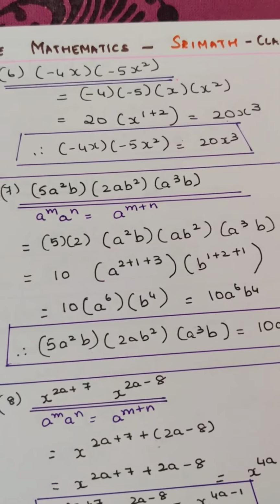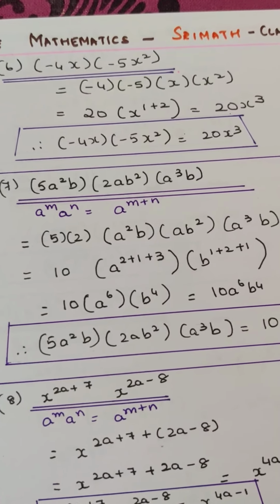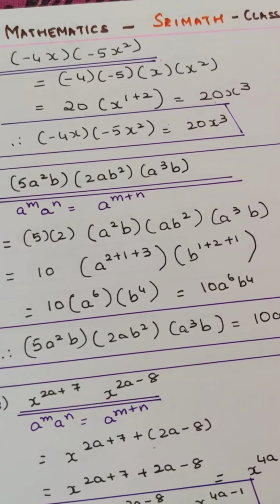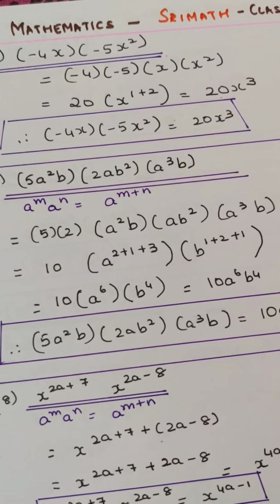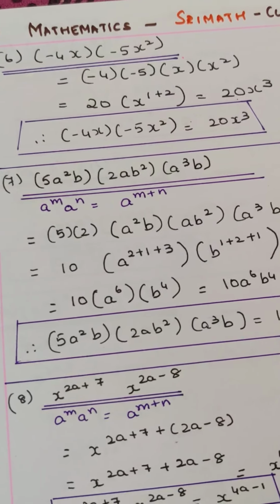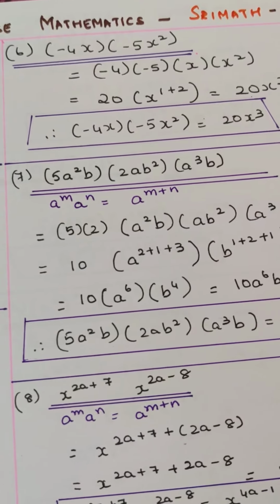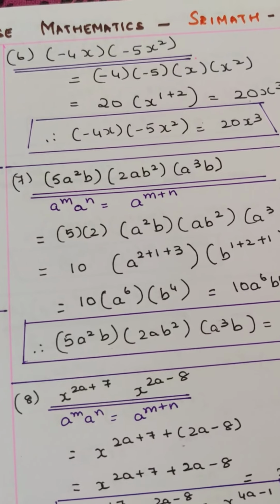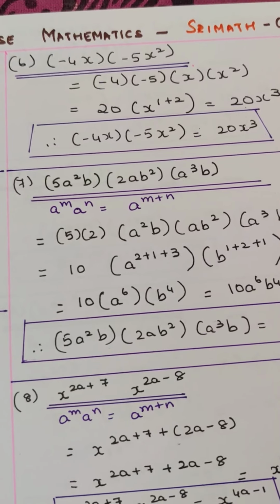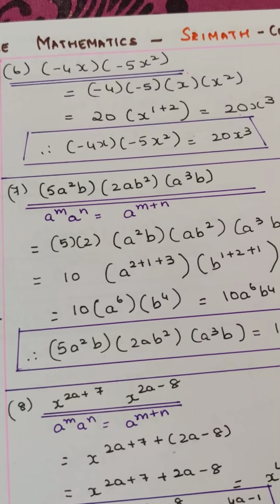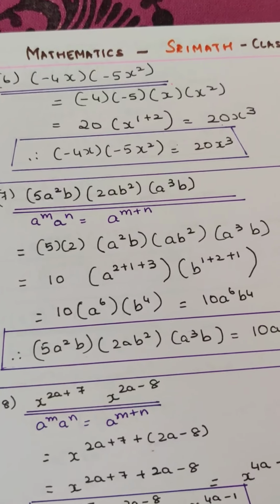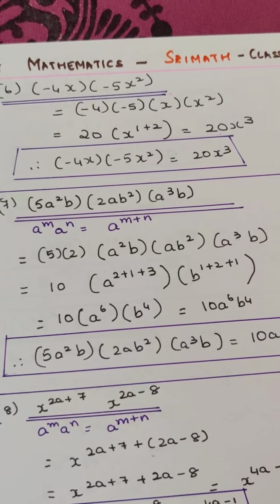Next one, 5a square b into 2ab square into a cube b. Now you again have two numerals, 5 into 2, that you can multiply separately, and you have two bases, one is a and one is b. So we will use the product law for a and product law for b. What is the product law? A to the power of m into a to the power of n is equal to a to the power of m plus n. So 5 into 2 into a square b into ab square into a cube b, by removing 5 into 2 outside. So that gets you to 10.